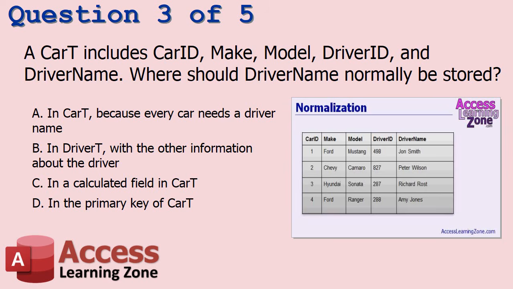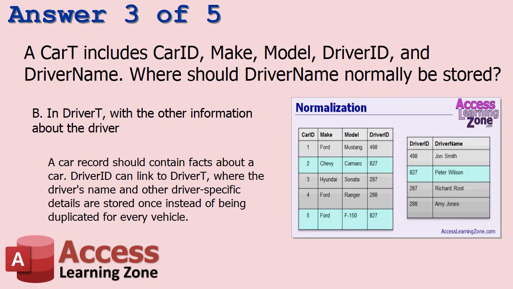Question 3. A car T, car table, includes car ID, make, model, driver ID, and driver name. Where should driver name normally be stored? A, in car T, because every car needs a driver name. B, in driver T, with the other information about the driver. C, in a calculated field in car T, or D, in the primary key of car T. That's going to be B, in driver T with the other information about the driver. You make a driver table with all the information about the driver. You link the driver ID back to the car table.